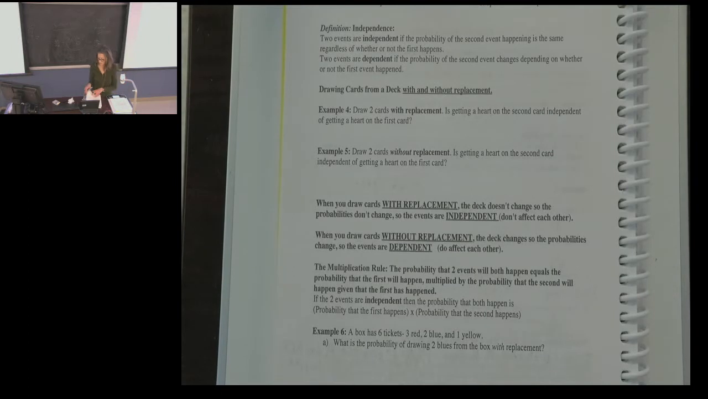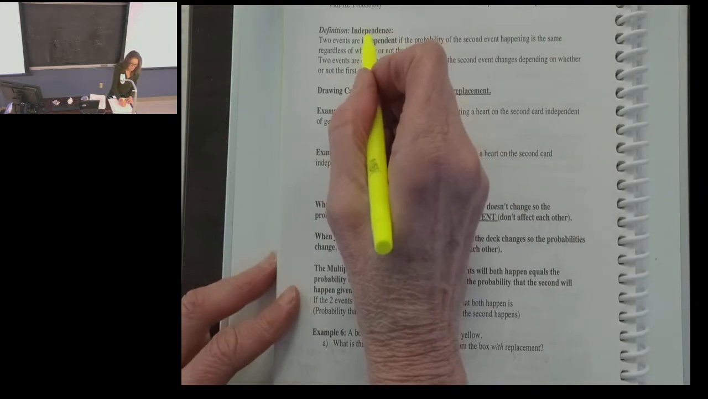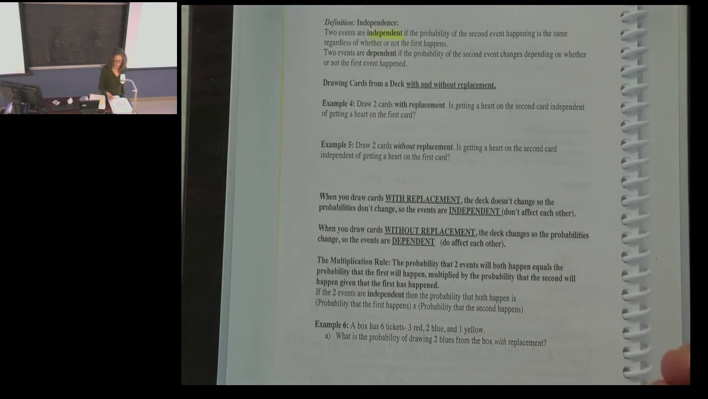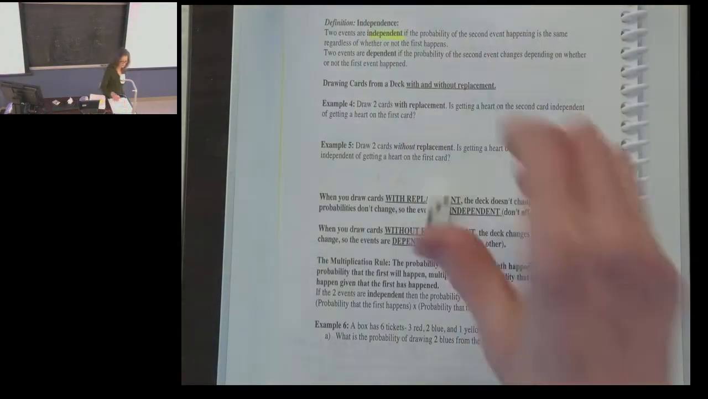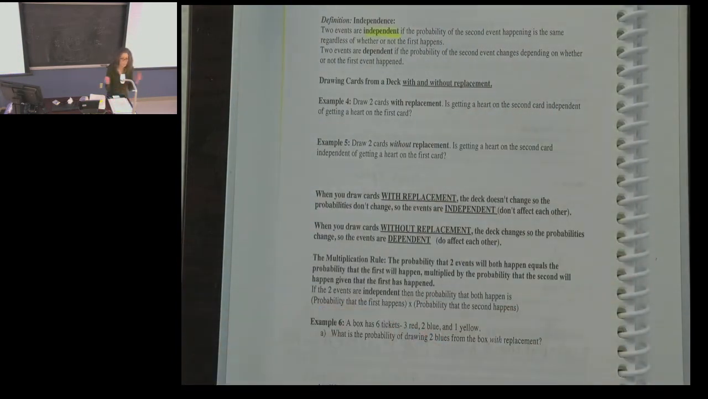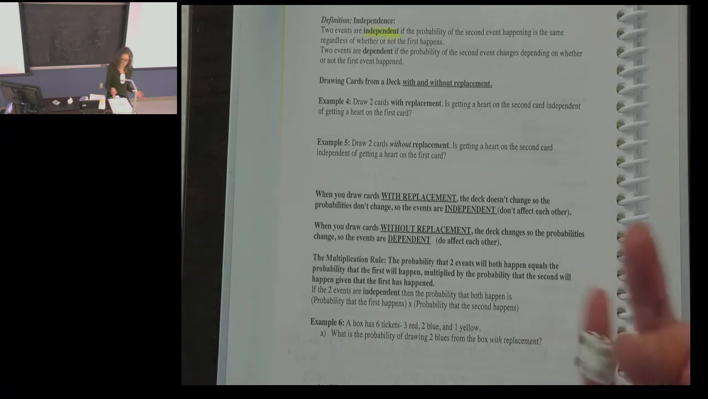And we're going to talk about independence, which is a very important idea in statistics. Okay, so two events are independent if the probability of the second event does not depend on what happened on the first event. For example, independence would be, let's say I rolled a 3 on the first roll. Does that change the probability of me rolling a 3 on the second roll? No, they're completely independent events.